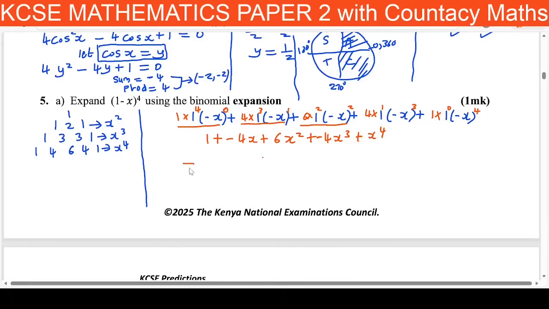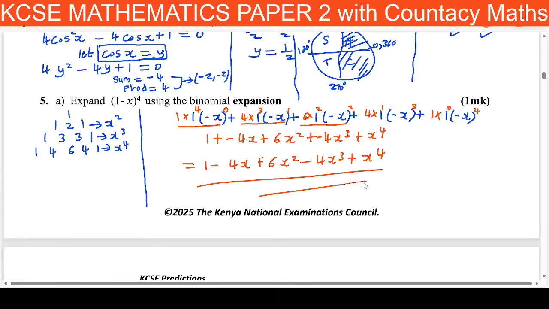We can completely simplify this to have 1 plus minus, that gives us a minus 4x plus 6x squared. We have a plus minus, that's going to give you minus 4x to the power 3. And here we have a plus x to the power 4. And that becomes your solution. That's how you're supposed to tackle part A. Let's move on to part B.